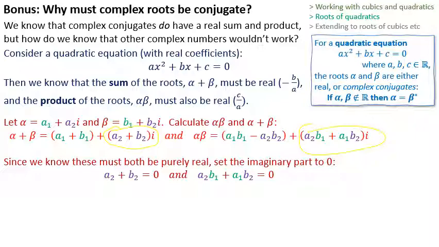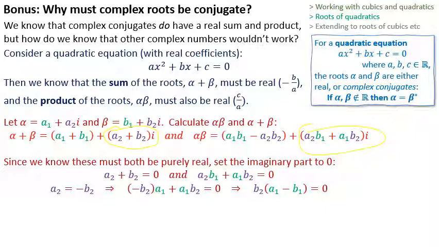What does that tell us? Well, for the first one, if A2 and B2 add together to give 0, then A2 is actually going to need to be equal to negative B2. So whatever A2 is, B2 will be the negative of it, and vice versa. Well, we can actually substitute that into the second equation and find out something more. I've replaced A2 with negative B2. And then once I do that, I can pull out B2 as a common factor. And after I do that, I've got something which is factorized and the product is 0.